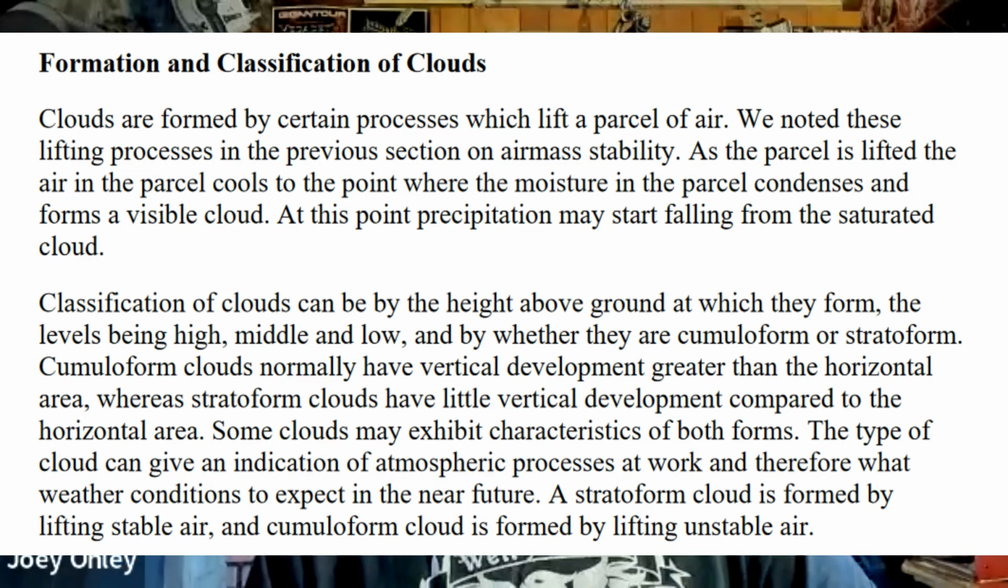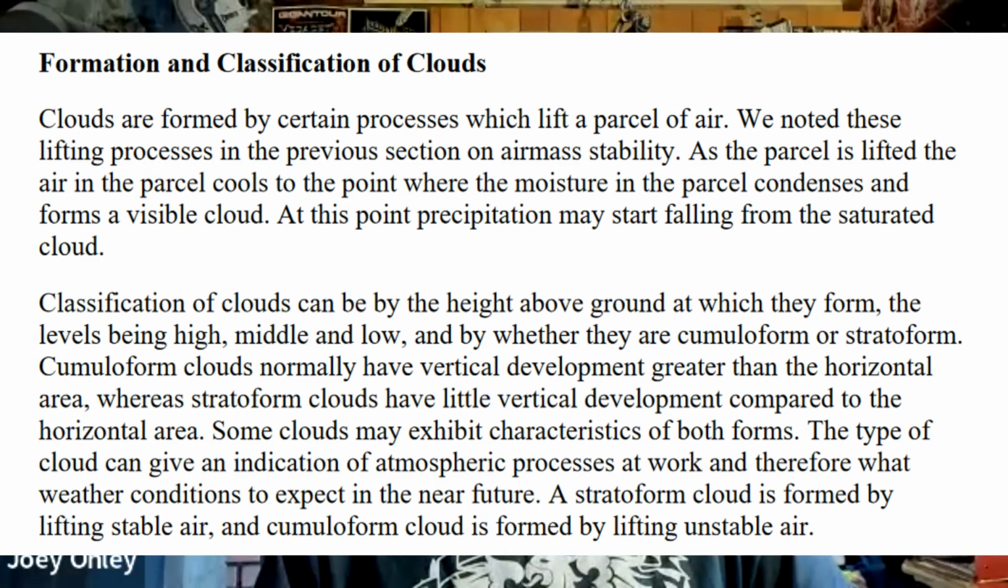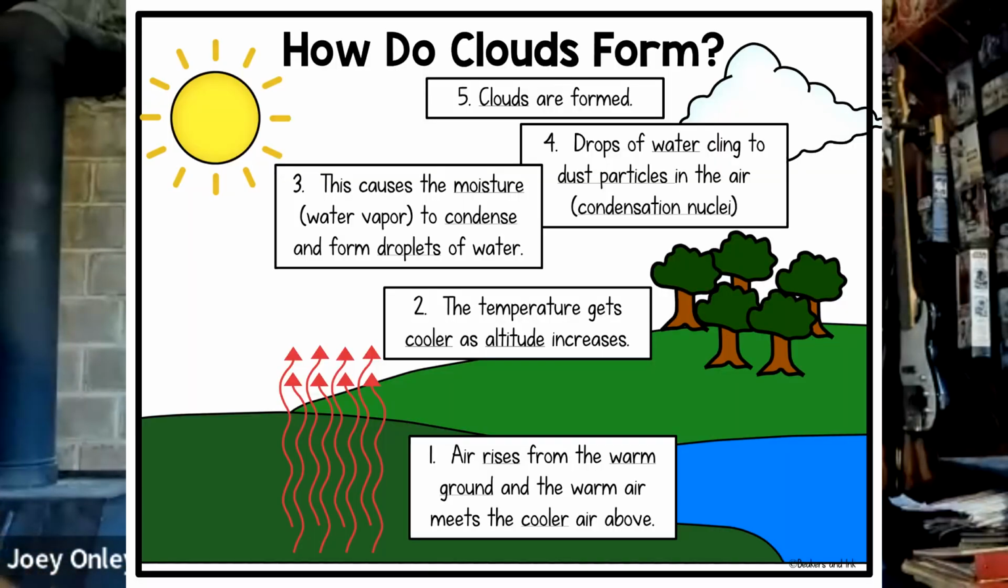Cumuliform clouds normally have vertical development. They stack up. They're greater than the horizontal area in which they cover, whereas stratiform clouds have little vertical development compared to the horizontal area. Some clouds may exhibit characteristics of both forms. The type of cloud can give an indication of the atmospheric processes that are at work and therefore the weather conditions to expect in the near future. A stratiform cloud is formed by lifting stable air, and cumuliform cloud is formed by lifting unstable air.